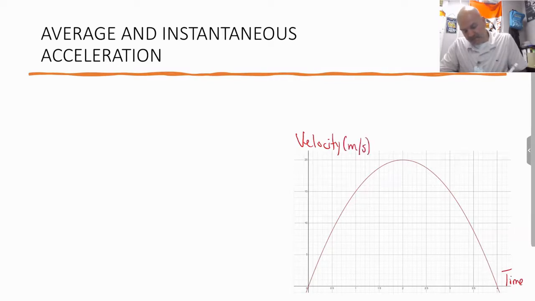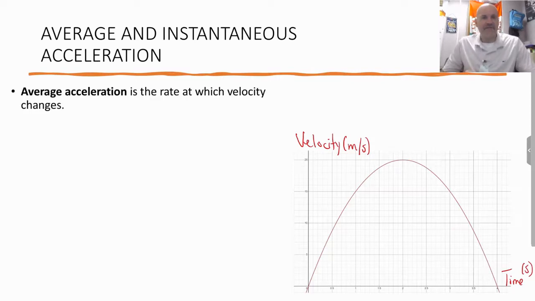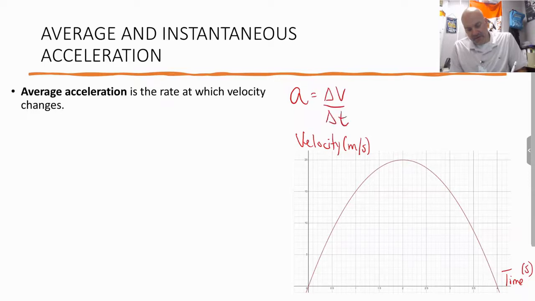Velocity measured in meters per second, time measured in seconds. So one thing to remember is that the average acceleration is defined as the rate at which velocity changes. So mathematically, the definition is a is equal to delta v over delta t. So acceleration is a vector, so you would have to account for the direction.